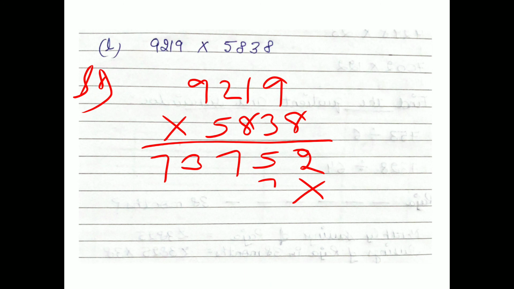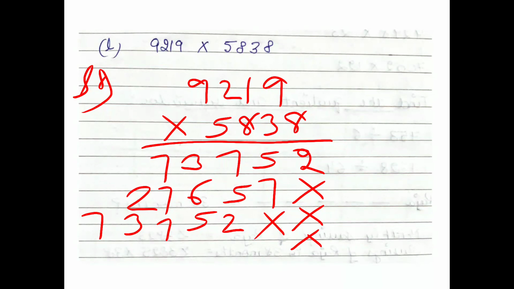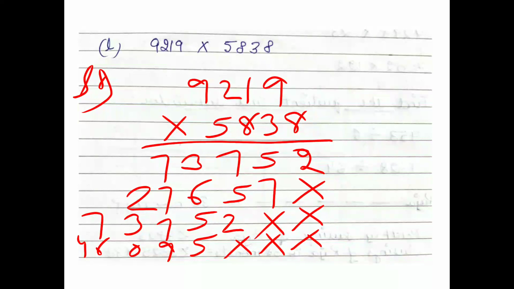3 nines are 27. 3 ones are 3 plus 2 5, 7. 3 twos are 6. 3 nines are 27. Now we do with 8. Now already done, same numbers you copy down. 2 5 7 3 7. Now we do with 5. 5 nines are 45. 5 plus 4 9. 5 twos are 10. 9 fives are 45 plus 1 46.